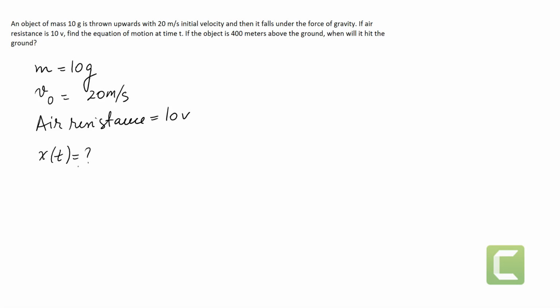Okay, so the very first thing that I want to do is decide the direction of motion, and I'm going to say downwards because it falls under the force of gravity. So direction of motion.